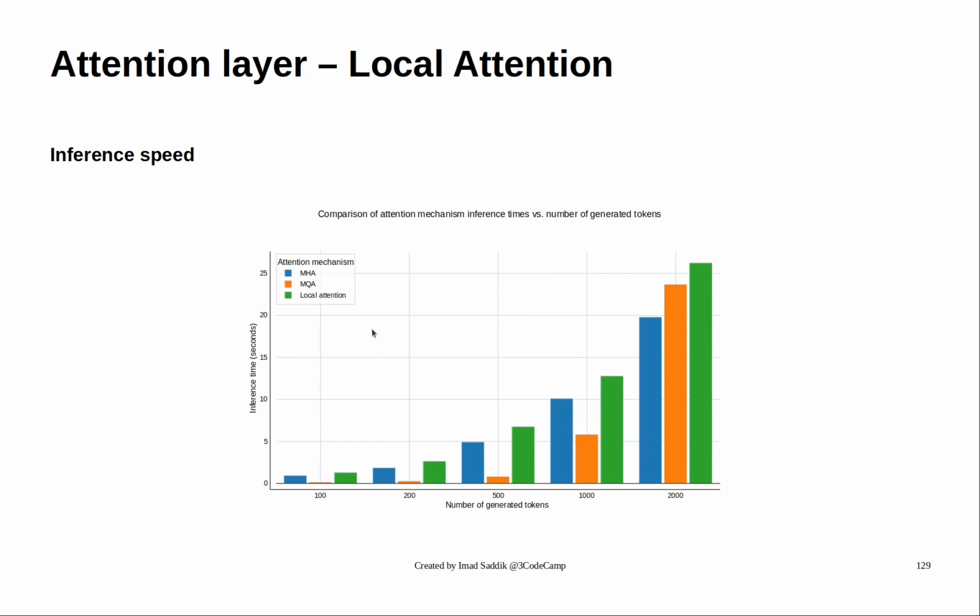Here is the inference speed. You can see that local attention is not as fast as multi-query attention. So you can see it's even worse than multi-head attention in this configuration that I have tested.